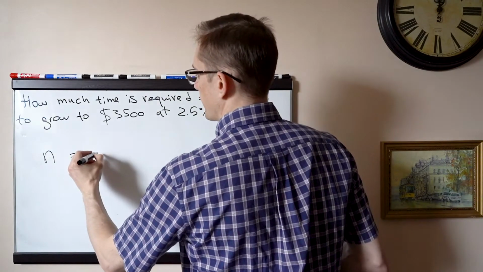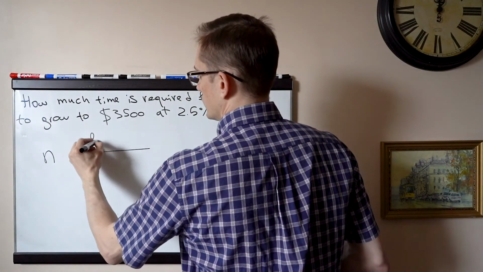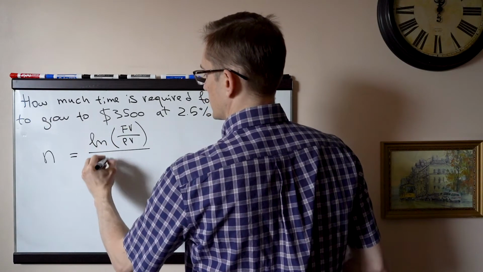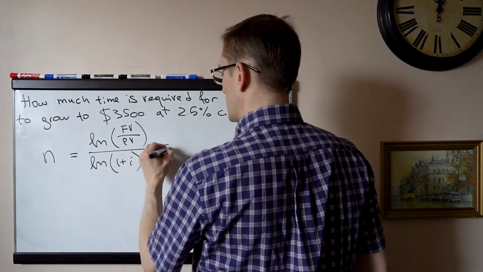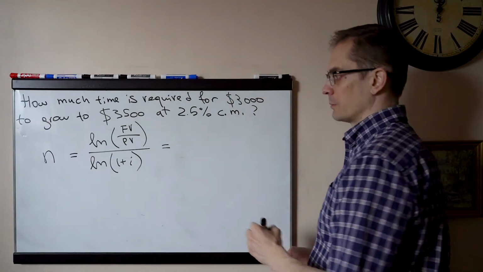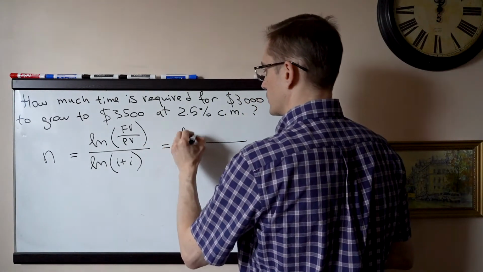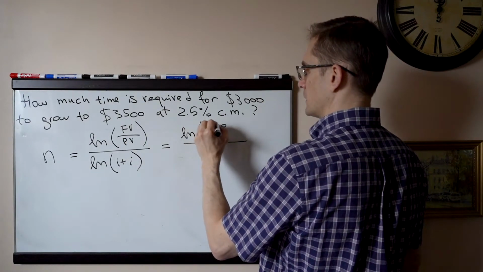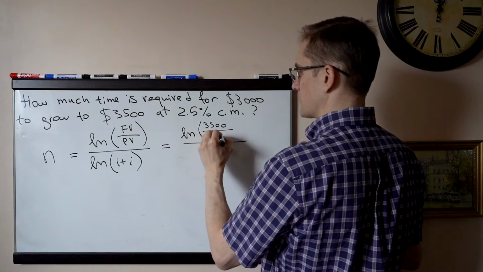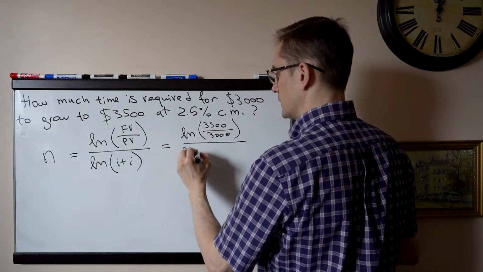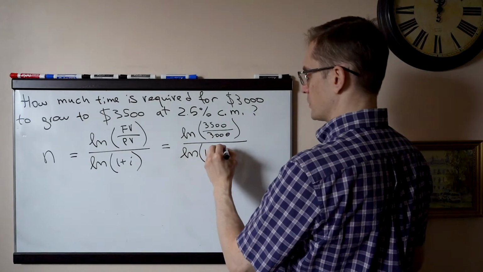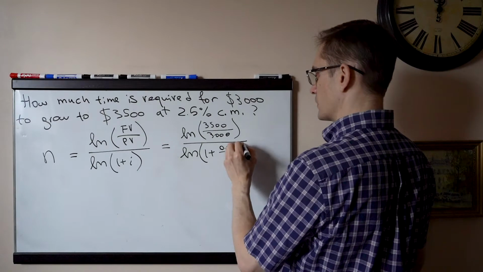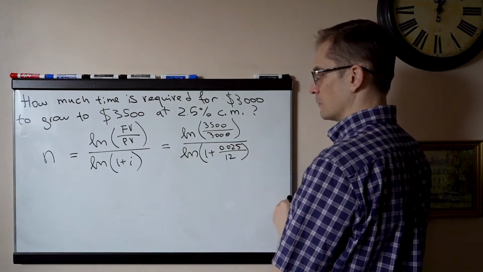So it's going to be the ratio, which is the logarithm of future value divided by present value, divided by the logarithm of 1 plus i. It is important to use this formula properly. So we have here the logarithm of the future value, 3500, divided by 3000, and 1 plus i, which is 1 plus 0.025 divided by 12, because this rate is compounded monthly.